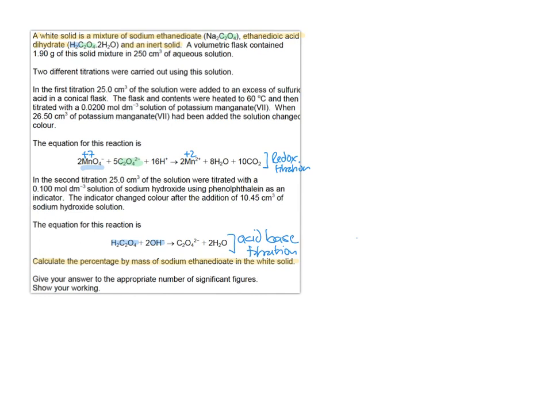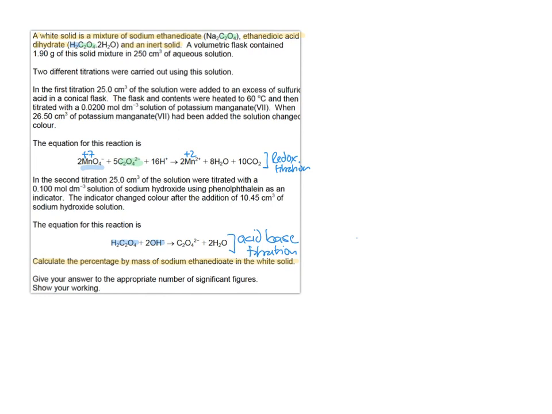So the two titrations are going to give us two different quantities. The first, the redox titration, is going to tell us how many moles of sodium ethanedioate and ethanedioic acid dihydrate we have. And the second titration, the acid-base titration, is going to tell us just how much ethanedioic acid dihydrate we have. Now remember, the question is ultimately asking us to work out the percentage by mass of sodium ethanedioate in the white solid.